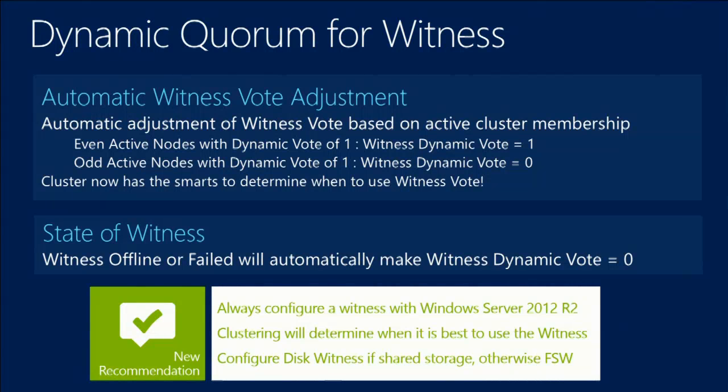So if I have an even number of nodes, say 8 nodes, and you configure a witness, the cluster decides to use the witness. But let's say I have only 5 nodes in the cluster, and you configure a witness. So now you have actually configured 6 votes. The cluster automatically removes the vote of the witness, and so you still have 5 nodes that have votes, and the cluster automatically keeps the total number of votes odd.